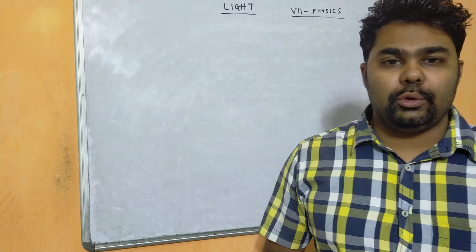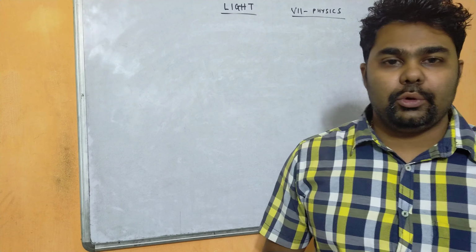So the chapter which we are going to start today is light, and the previous chapter was energy. These two chapters are very related to each other because we know light is also a form of energy which enables us to see objects, which helps us to view or see any object.